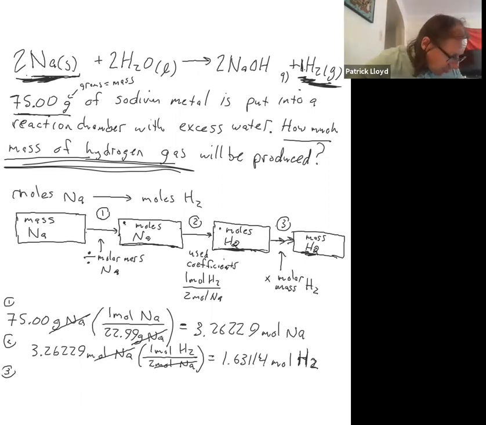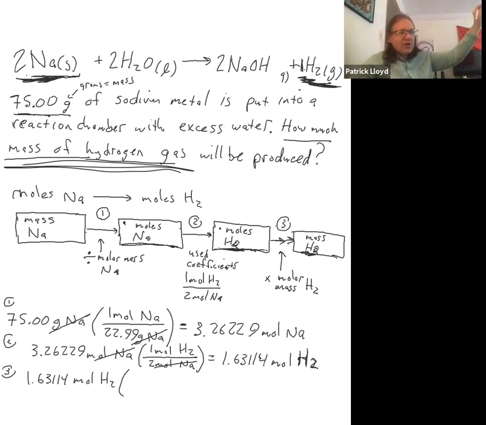Okay, so we take our 1.63114 moles of H2, and we multiply that by what's the molar mass of H2? Hydrogen is element number 1, it's the top element on the left side. So it's group 1A, and it's row 1. It's 1.01 grams per mole. That's the molar mass. But it's H2. So H is 1.01. H2 would be 2 times that, 2.02. So we multiply it by 2.02 grams per mole. Right? It's not H, it's H2.